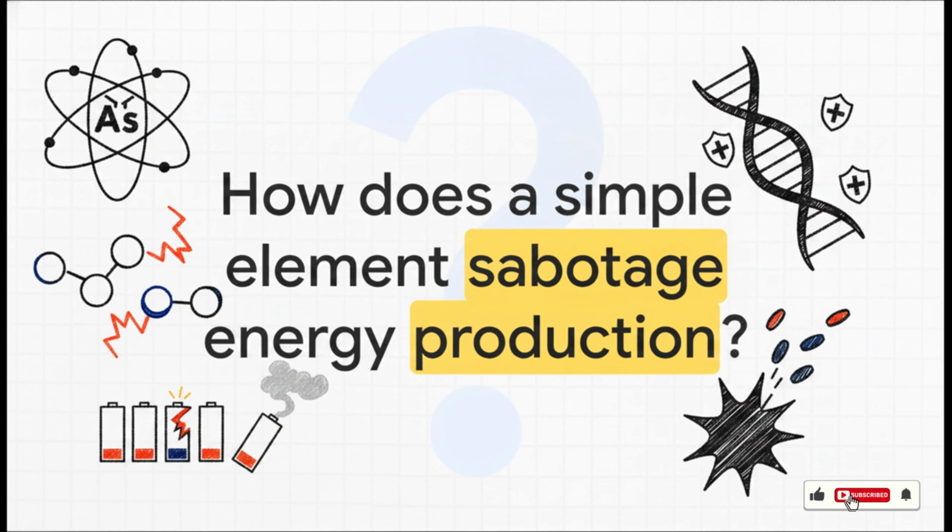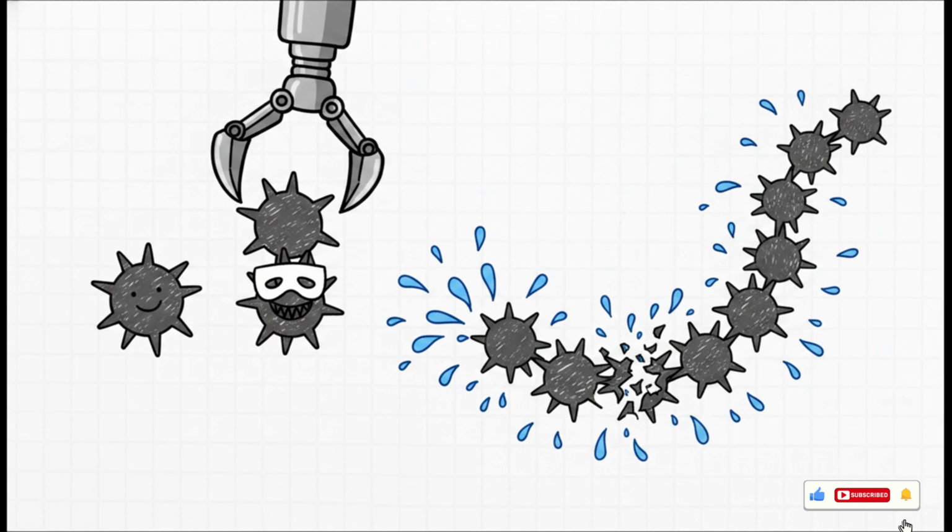How does a completely simple elemental imposter manage to bypass our perfectly tuned biological safeguards to just shut down our energy harvest? Well, the answer is molecular mimicry. Pentavalent arsenic, which we call arsenate, looks almost exactly like a normal, harmless, inorganic phosphate molecule.